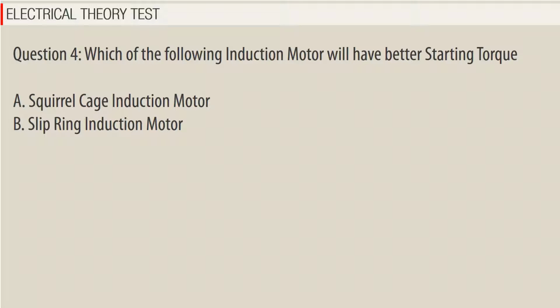Question 4. Which of the following induction motors will have better starting torque? A. Squirrel cage induction motor. B. Slip ring induction motor.